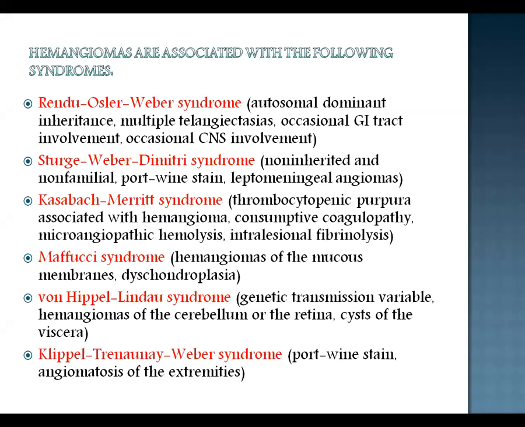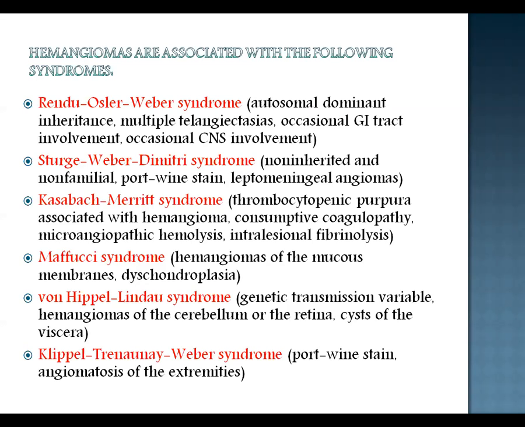So hemangiomas are associated with the following syndromes. Very important, this can be asked as a 2 mark short answer question. Rendu-Osler-Weber syndrome: autosomal dominant inheritance, multiple telangiectasias, occasional GI tract involvement, and occasional CNS involvement. Sturge-Weber syndrome is non-inherited and non-familial, with port-wine stain and leptomeningeal angioma.